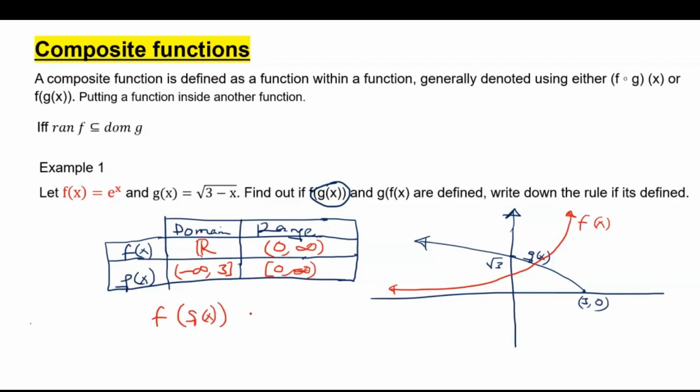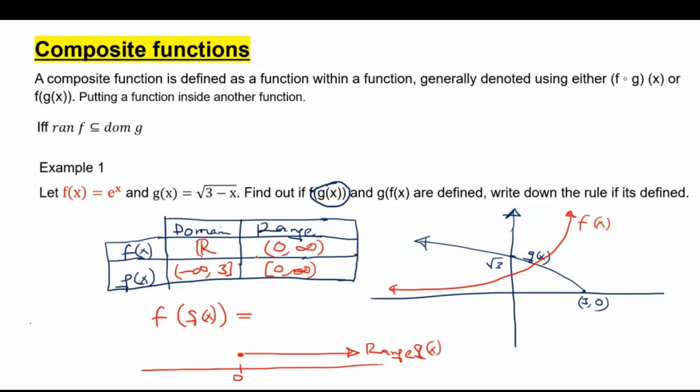And we said that it exists if and only if the range of g of x is a subset of the domain. Then how do I know that? Well, we can give a quick sketch, use a number line, and I sketch the range of g of x, and that is from 0 included to positive infinity. And it's always a good idea to have a good sketch.